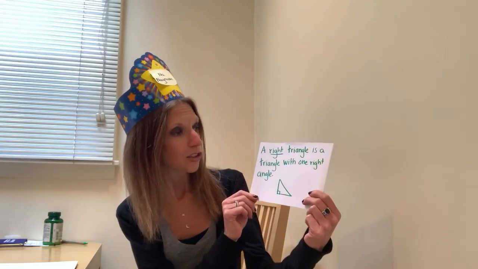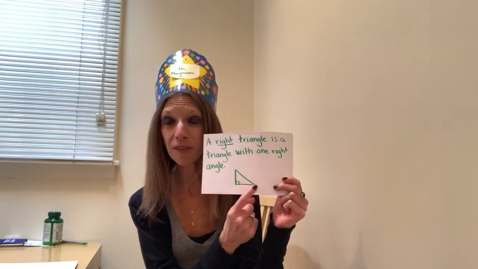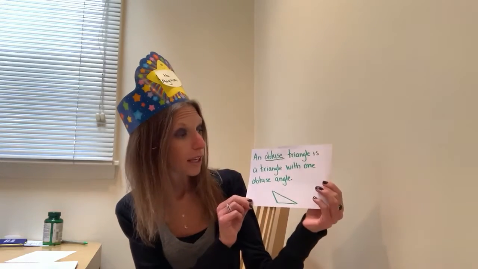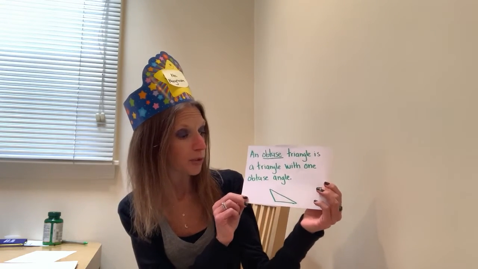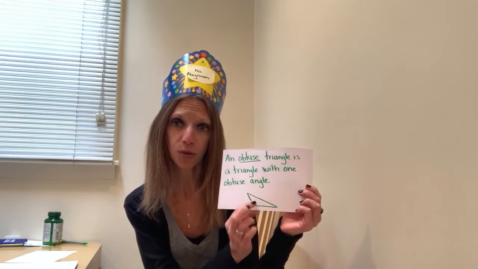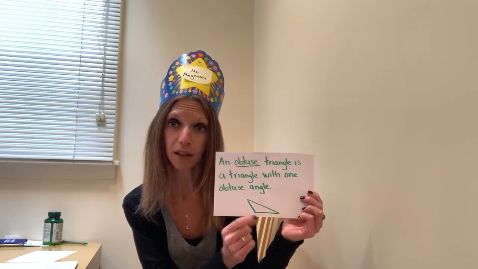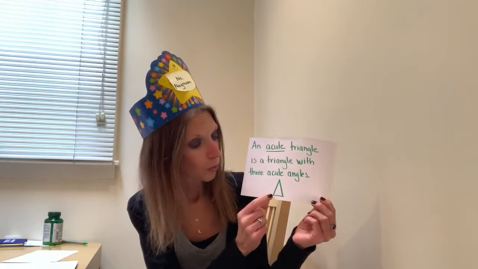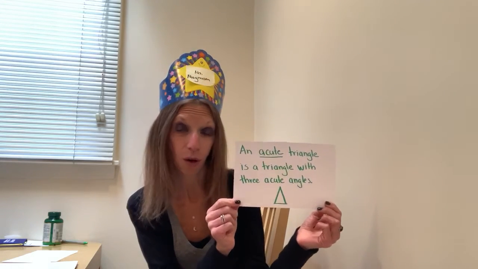So remember, our right triangle is a triangle with one right angle. So even if there are two acute, as soon as you see that right angle, we know it's the right triangle. An obtuse triangle is a triangle with one obtuse angle. So again, even though you see two acute, as soon as you see that one obtuse angle, we know it's obtuse. And then my favorite triangle, an acute triangle, is a triangle with three acute angles. 1, 2, 3, all acute.